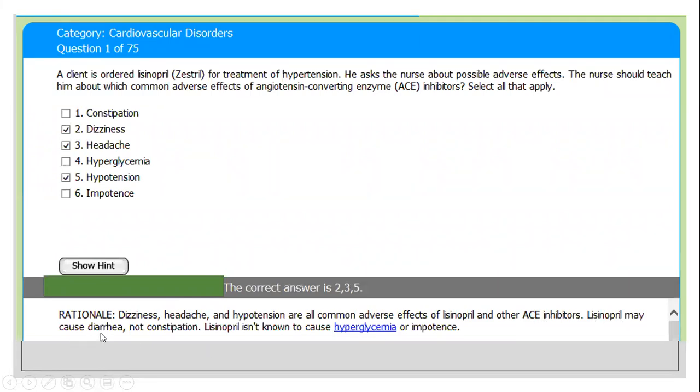Lisinopril may cause diarrhea, but not constipation. Lisinopril is not known to cause hyperglycemia. Hyperglycemia can usually be caused by diuretics like furosemide. So it is important, if your patient needs furosemide, to educate your patient to adjust the insulin level if they have diabetes.